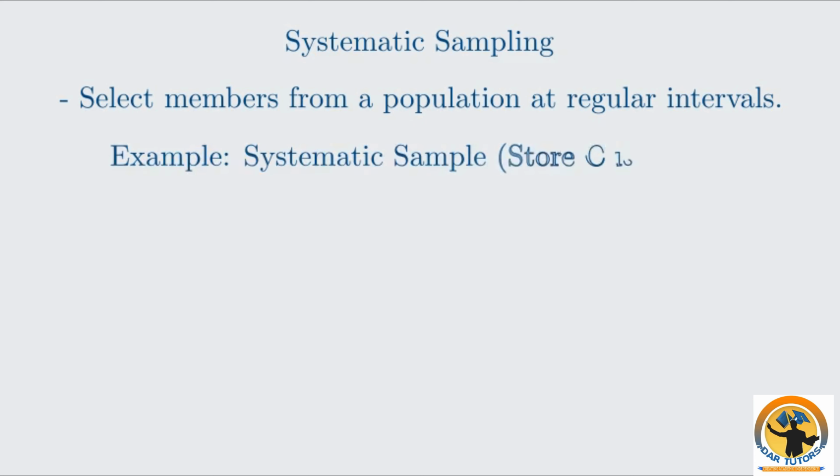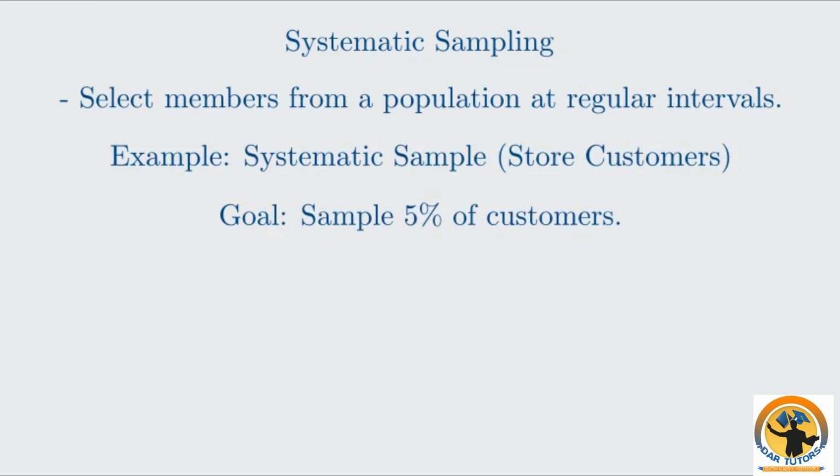For example, a large city store wants to sample 5% of its customers to gauge interest in a new product. 5% of 400 equals 20, so k equals 20.